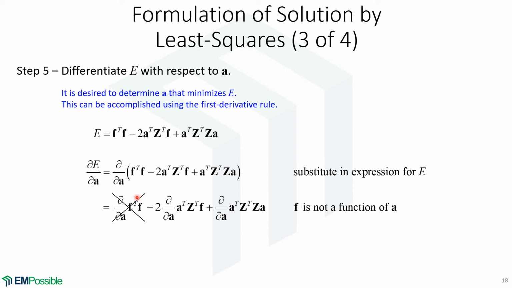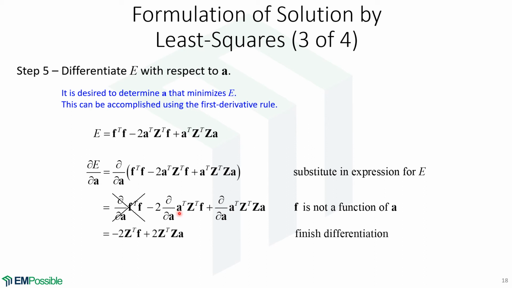Now this first term, these F's, these are just column vectors of measured values. So they don't depend on A at all. So if we differentiate those with respect to A, this goes to 0 and that term disappears. On the second term, the 2 comes to the outside of the derivative and nothing changes over here. There's no constants to bring to the outside. Now we want to do those derivatives.